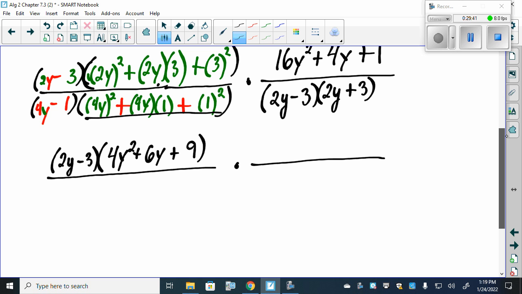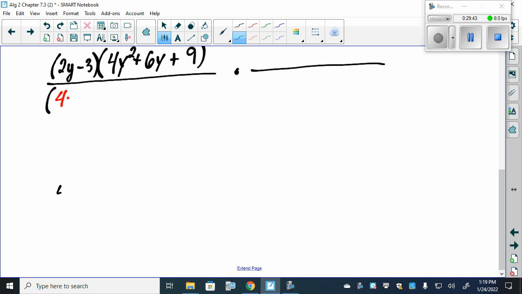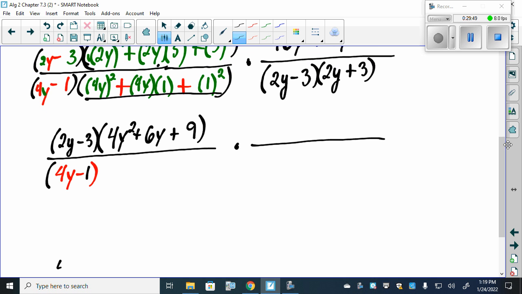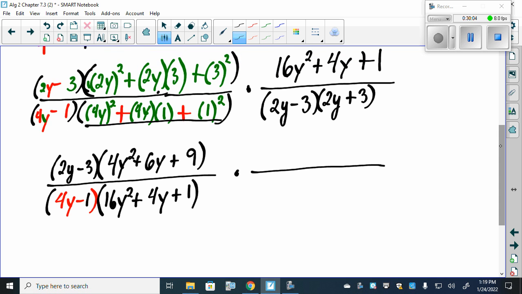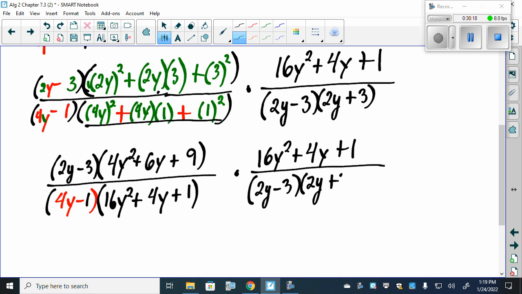Now, in the denominator, I had a feeling it was going to do that. We have 4y minus 1. Now, the 4y squared, 4 squared is 16y squared, plus 4y times 1 is 4y, plus 1 squared is 1. Well, that did work out like we thought it was, because we end up having over here 16y squared plus 4y plus 1. 2y minus 3 times 2y plus 3.